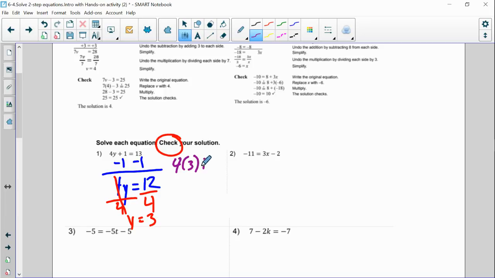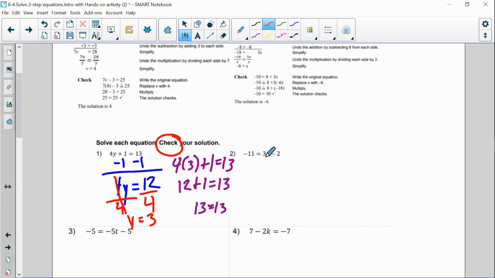If you write big, you might want to write a little bit smaller, or do your checking on another piece of paper and staple it to your homework. All right, so 12 plus 1, we all know, is 13. Okay, I showed my work, I checked my answer. Right? So let's look at the next one.